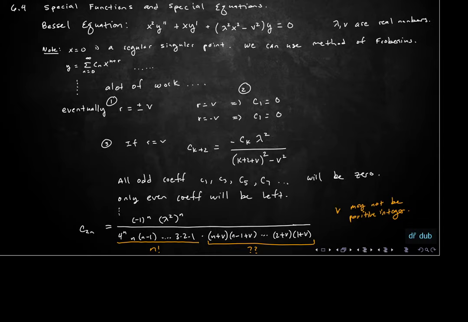So what we're going to do is use something called the gamma function. It's almost like a factorial, but it's not quite there. So, definition. The gamma function is defined by gamma of z equals the integral from 0 to infinity of x to the z minus 1 times e to the negative x dx.